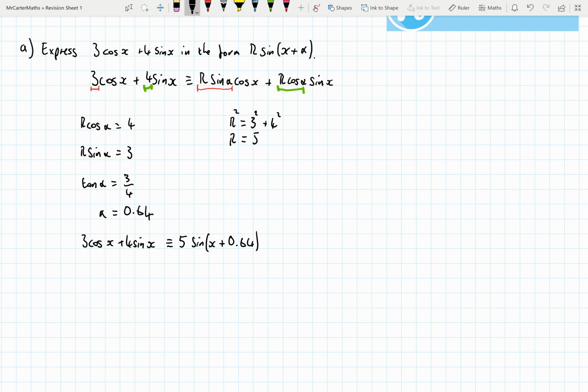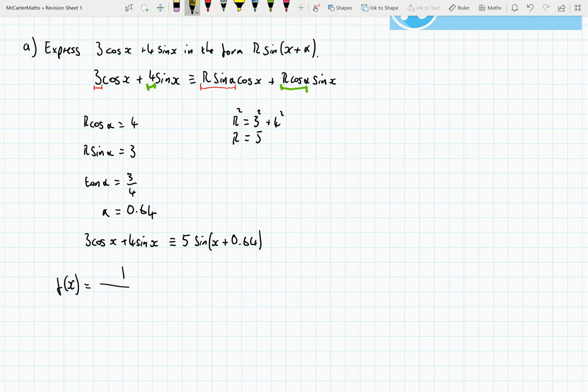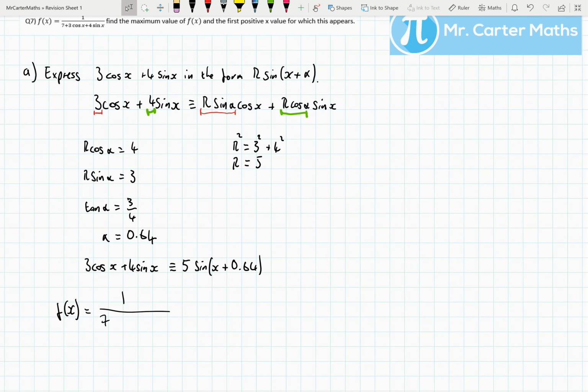0.64. I'm now going to go ahead and think about my bigger function. I can say that f of x is equal to 1 divided by 7, looking back at the function, plus 3 cos x plus 4 sine x, but I know that part is equal to plus 5 sine x plus 0.64. Now I'm thinking about the behavior of this part here, this 5 sine x plus 0.64.